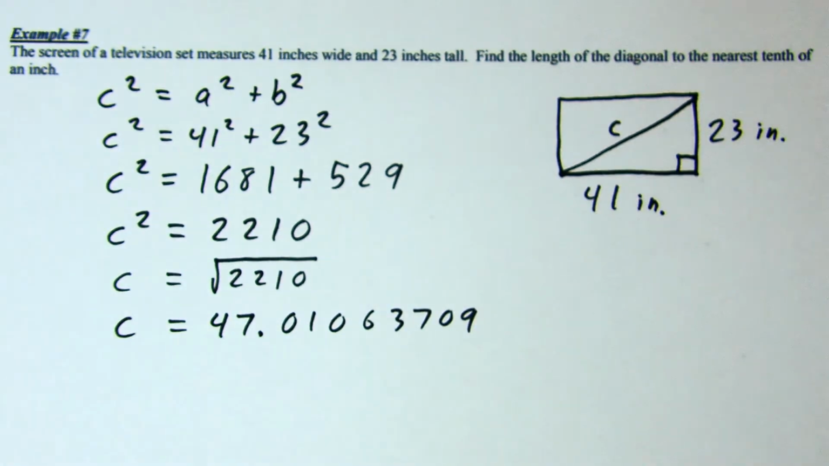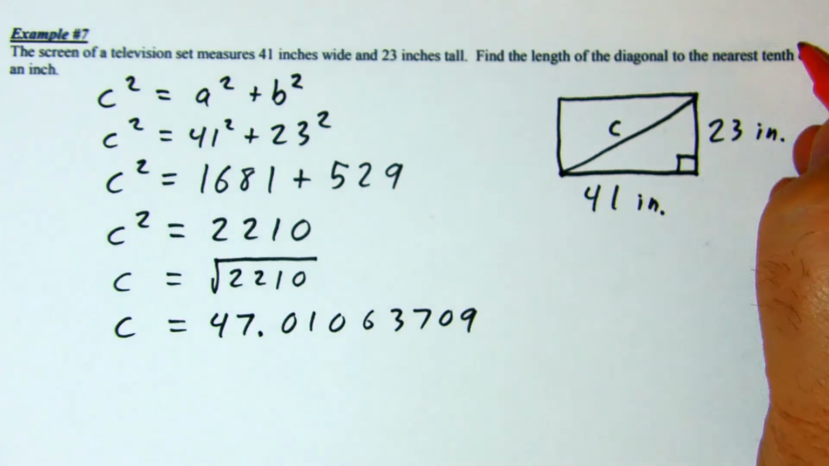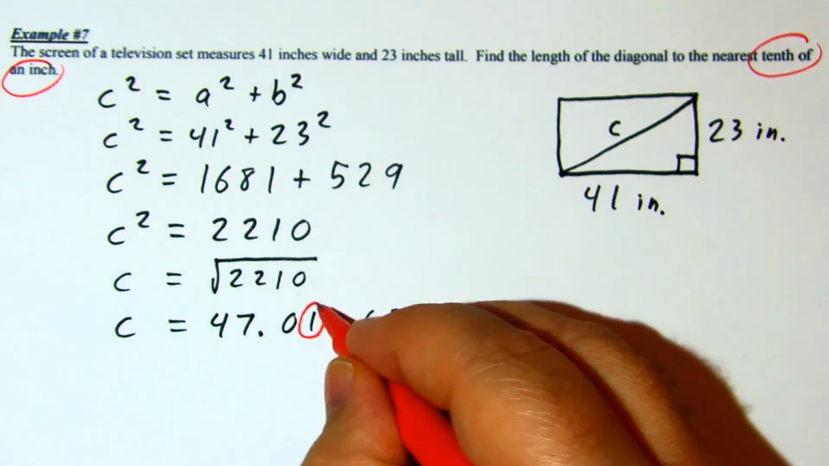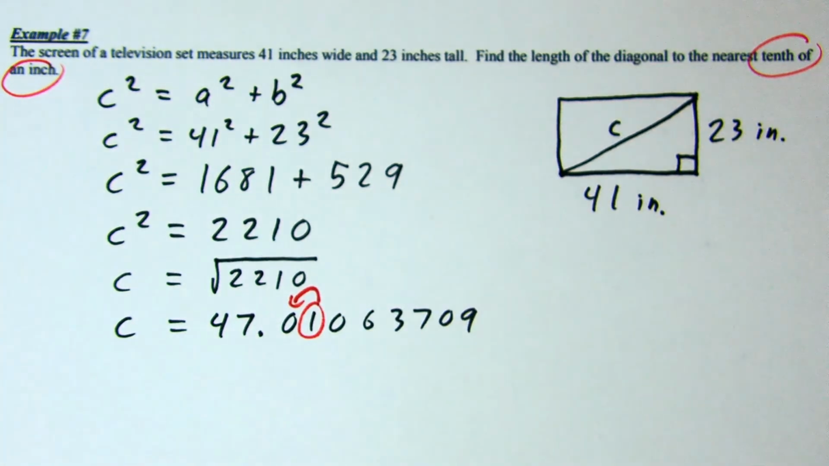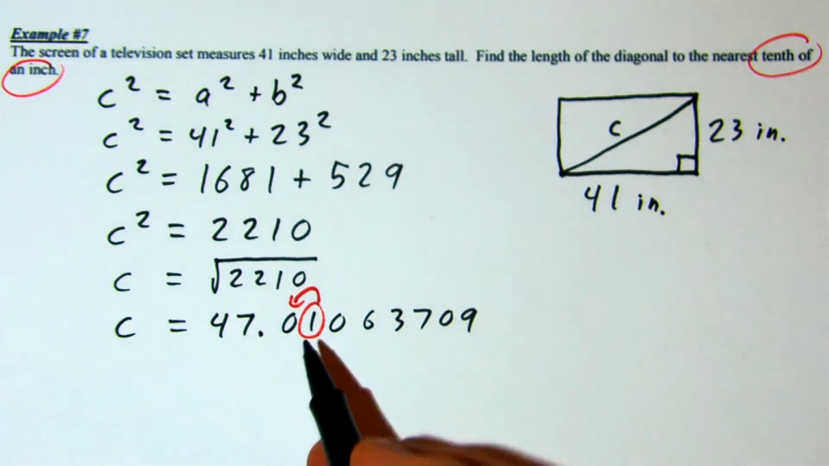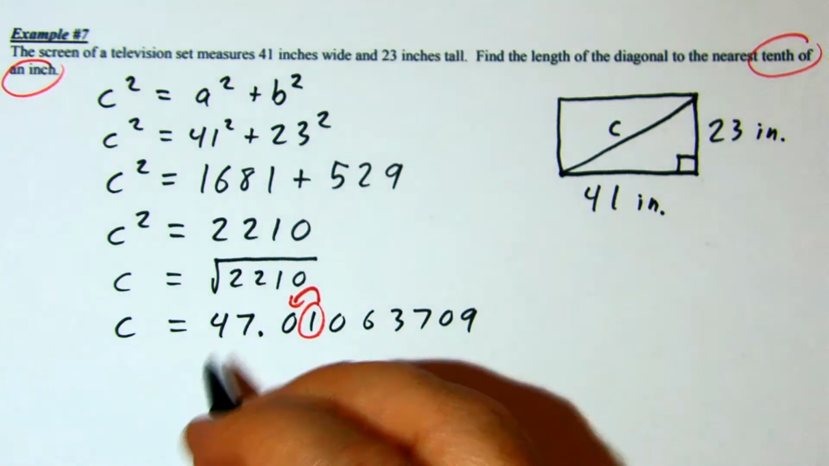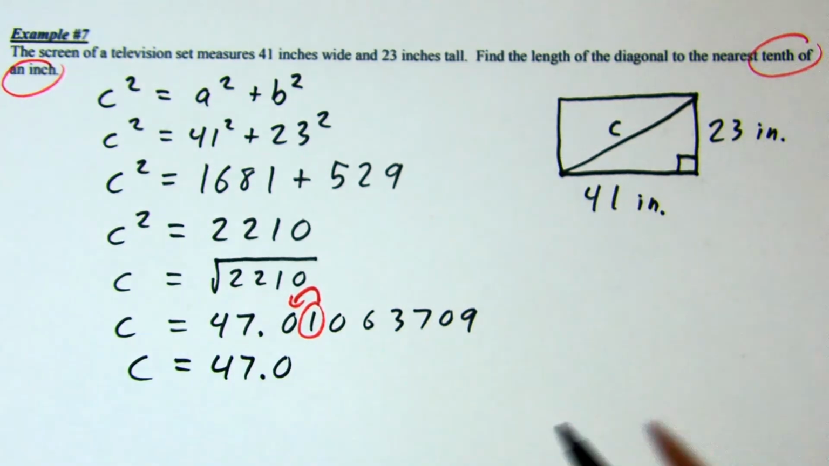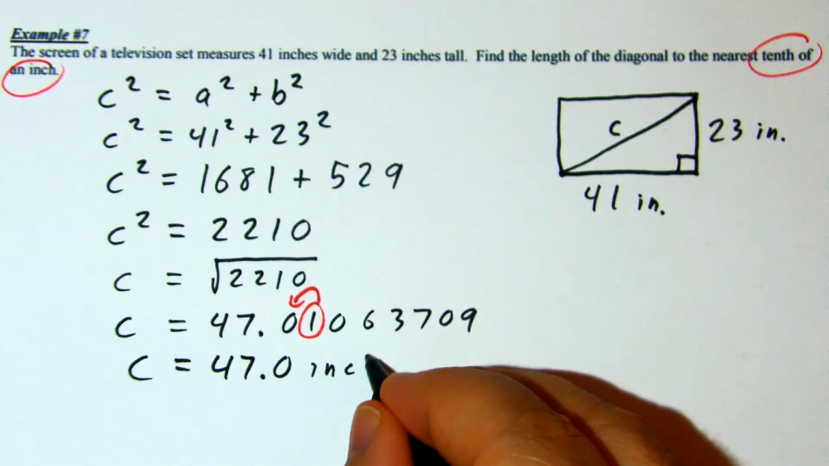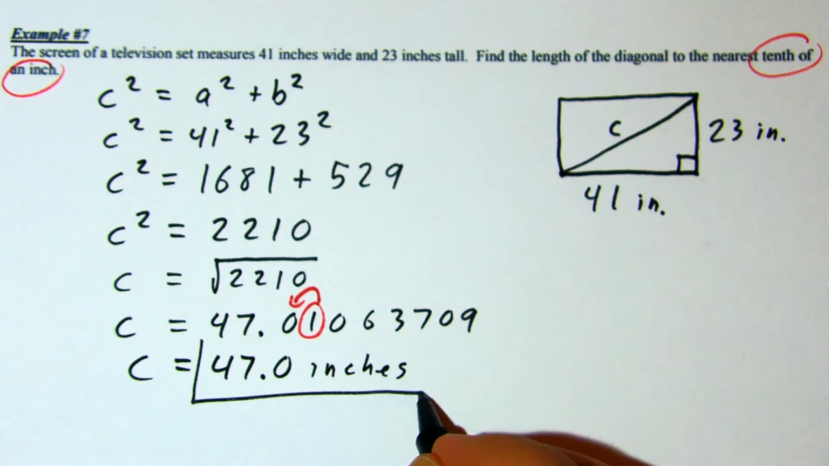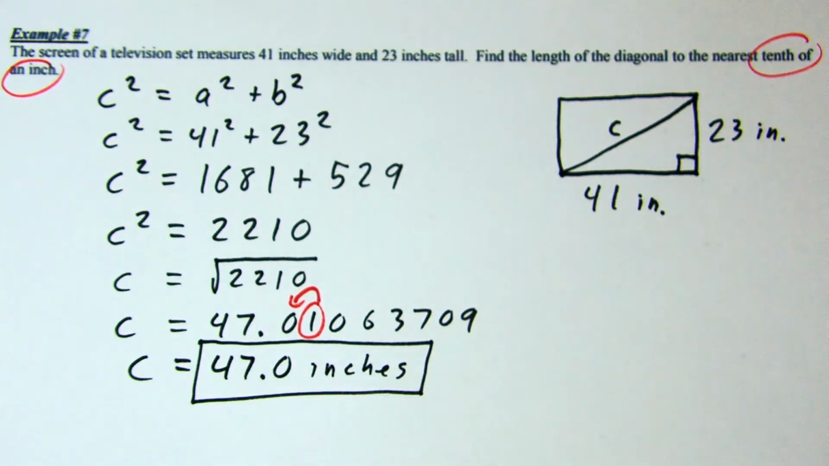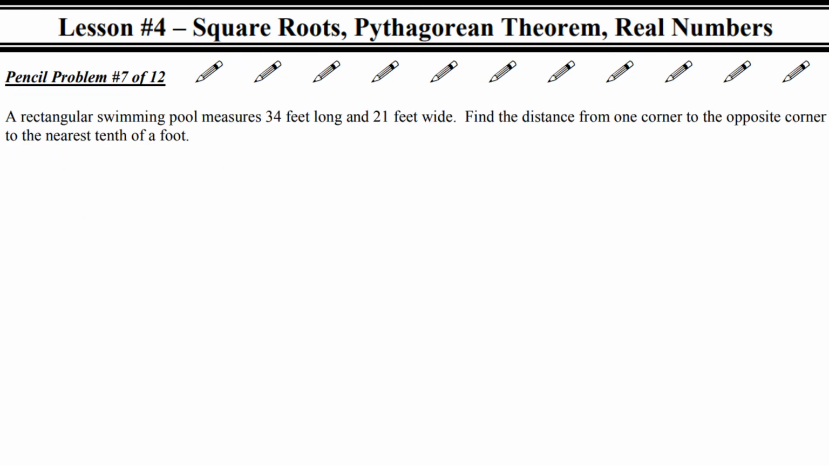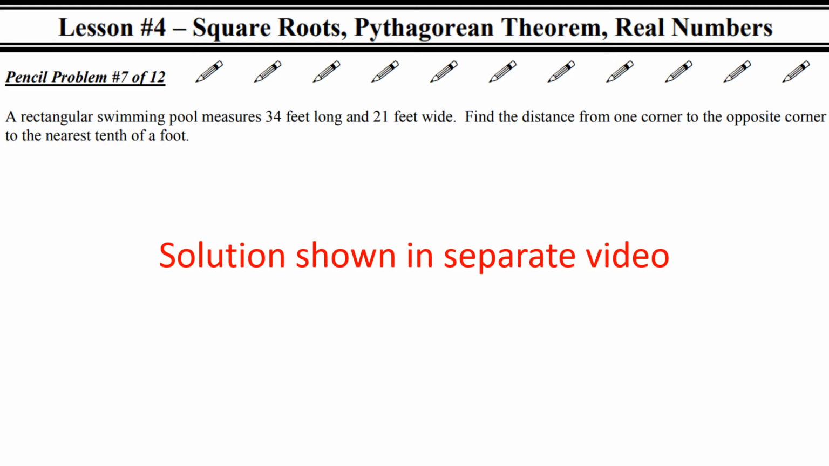47.01063709. It asks me to round this to the nearest tenth of an inch, and so that's the tenths place. So I'm going to look at this next place to the right, and it'll tell me what to do with that 0. And since 1 is 4 or less, I'm going to leave that as a 0. So c equals 47.0, and in this problem, the units were inches. And that's our final answer. And here's that same example typed up. Pencil problem number 7 is shown in a separate video.